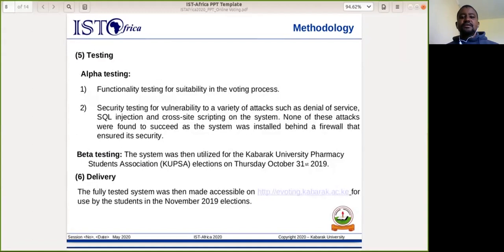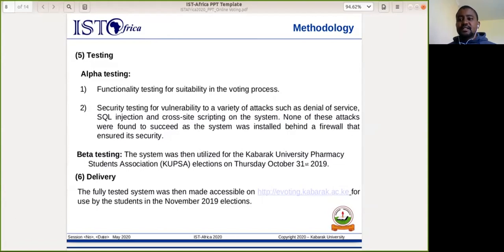So in the alpha testing, we had a focus group of the students who came and tested the voting process, essentially the functionality and usability of the system. Then we had security testing to test whether the system was secure enough for use in the elections, and we tested for a variety of vulnerabilities and types of attacks.